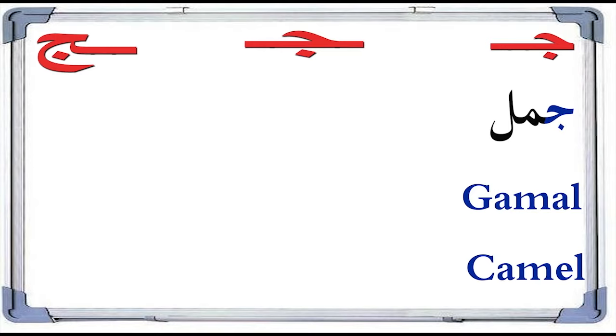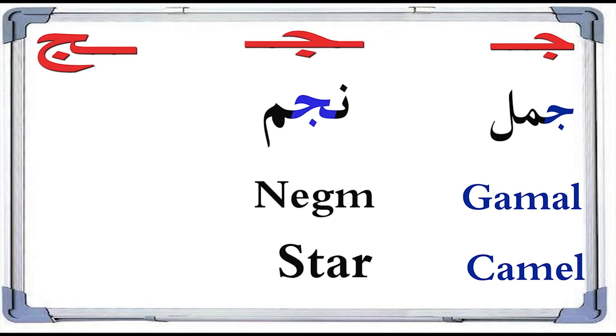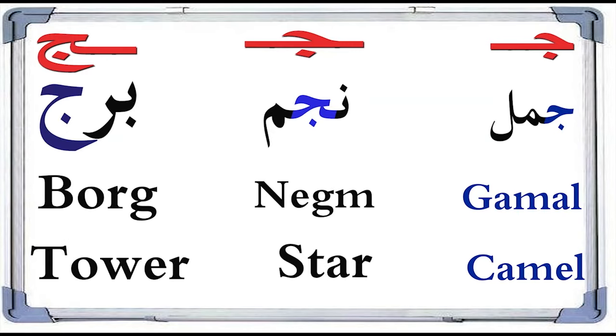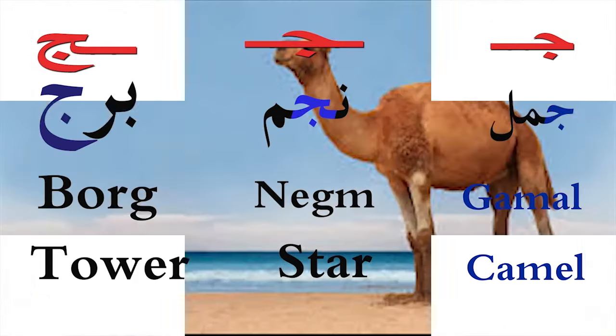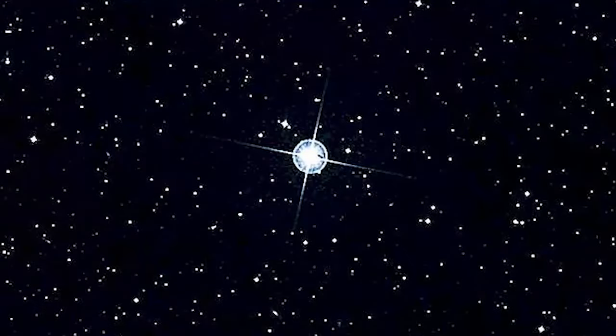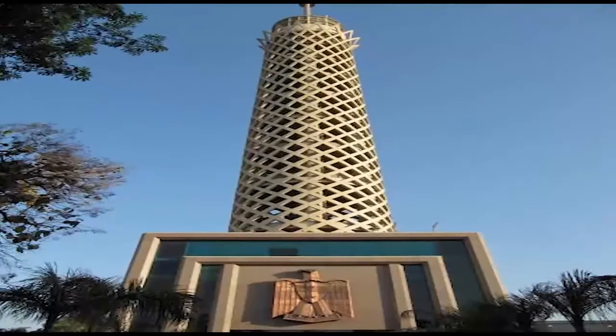Gamal, camel. Nigm, star. Borg. You can see here that we didn't include this part in this example. That's because some letters don't attach to the letters that come after it. We'll learn about this later in later videos. Gamal, camel, Nigm, star, Borg, tower.